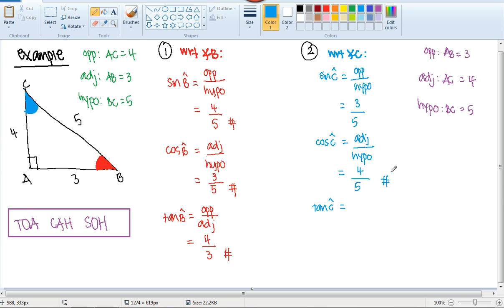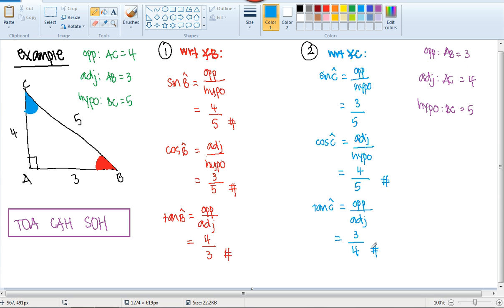Okay, and my last one, tangent angle C. Tangent, I'm going to make use of TOA. So it's T, O for opposite, A for adjacent. Okay, so let me fill this in. Opposite is side AB, so it's 3 units. Adjacent is AC, 4 units.